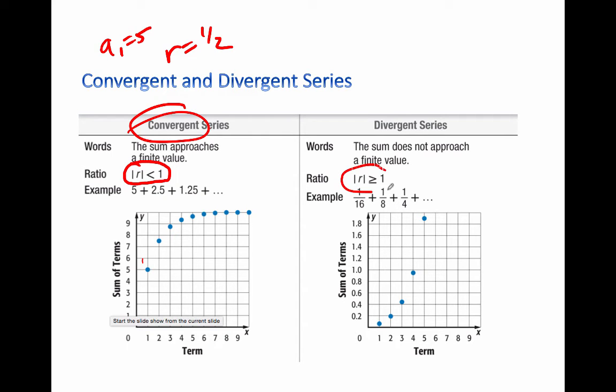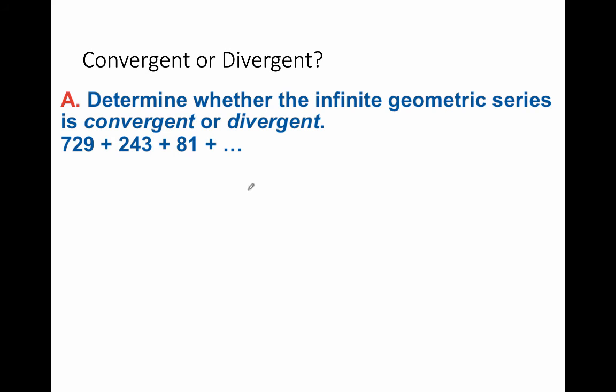That's different than when our absolute value of r is greater than 1. So here, our r is 2, so that does not converge, it diverges. The sum will head towards positive infinity or negative infinity. So you're really focused on the value of r. Is it converging? Remember, r is the second divided by the first.